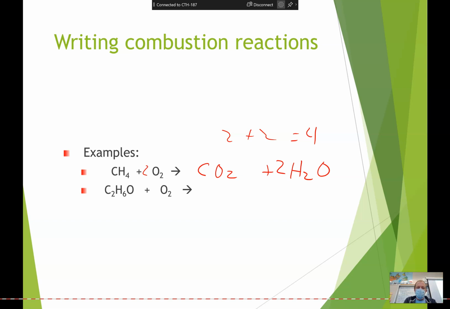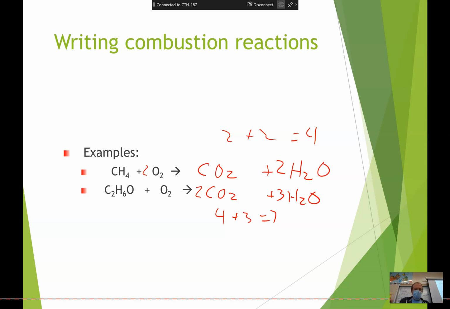C2H6O. So again, notice even though there's oxygen in this, I still need elemental oxygen to combust it. CO2 plus H2O are my products. Best way to balance these: carbons first, put a 2 there. Hydrogens next, put a 3 there. 2 times 2, 4 oxygens here, plus these 3, that's 7.